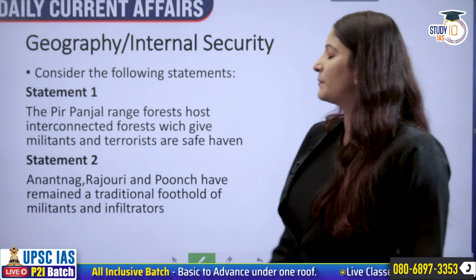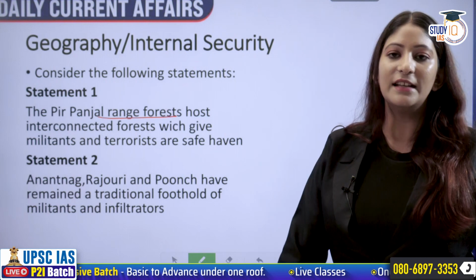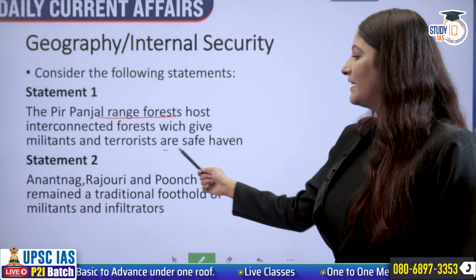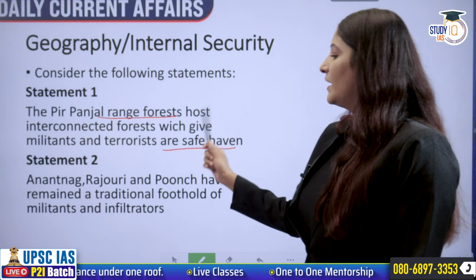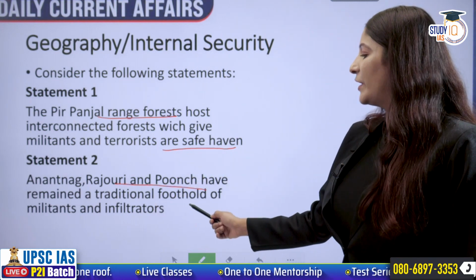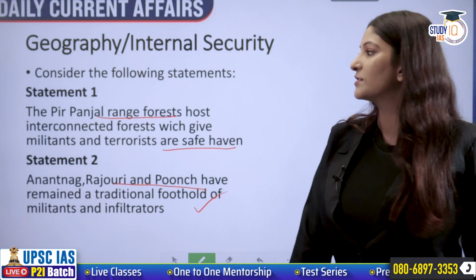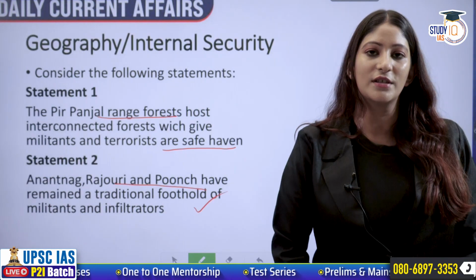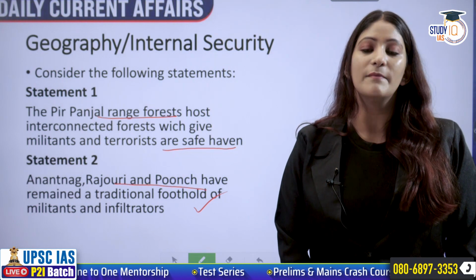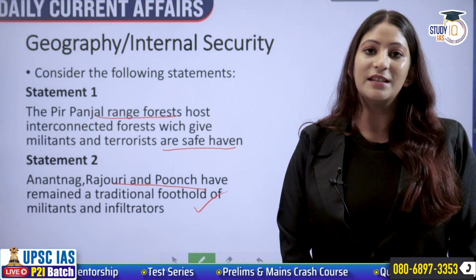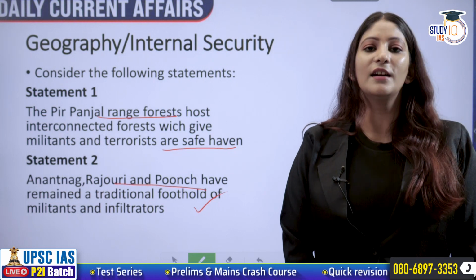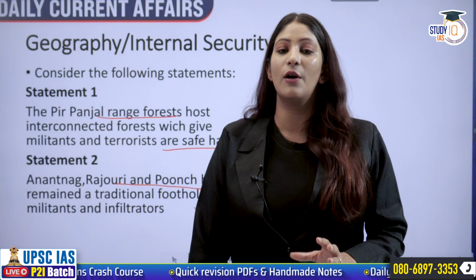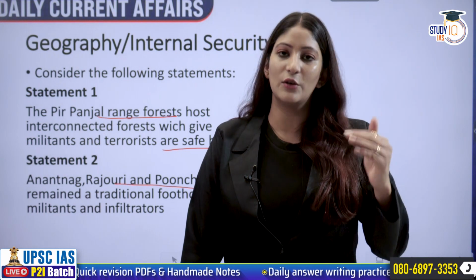Consider the following statements. Statement 1 says the Pir Panjal Range forest hosts interconnected forests which give militants and terrorists a safe haven. Anantnag, Rajouri and Poonch have remained a traditional foothold of the militants and infiltrators. So choose the correct answer using the following codes. See, recently we lost many important lives due to a militant attack in Anantnag. Anantnag is one of the regions which have remained a strong foothold of the militants, partially because of the presence of the Pir Panjal forest and partially because of the nearness to the LOC, and also because of ethnicities. I will go through them one by one.